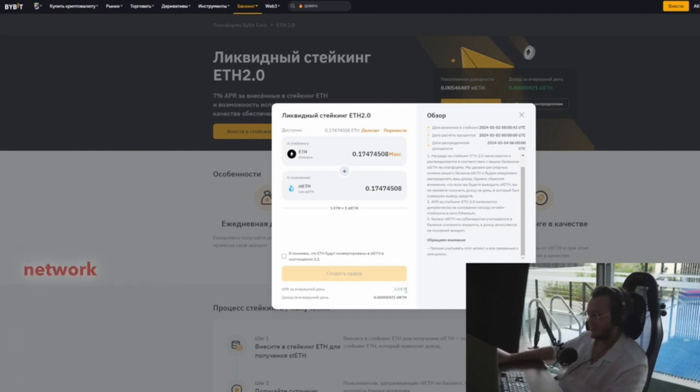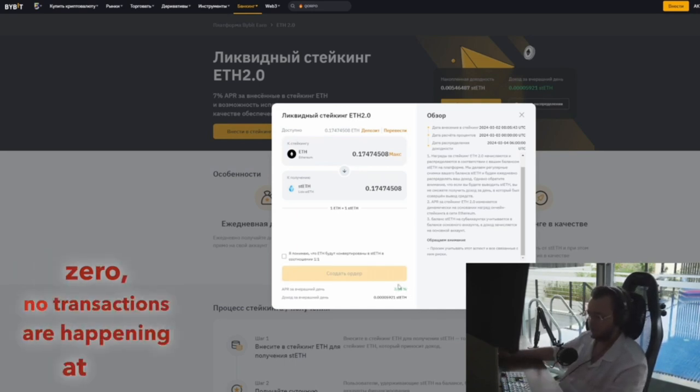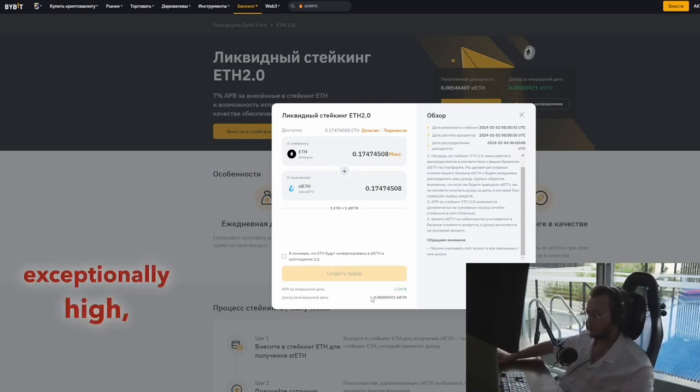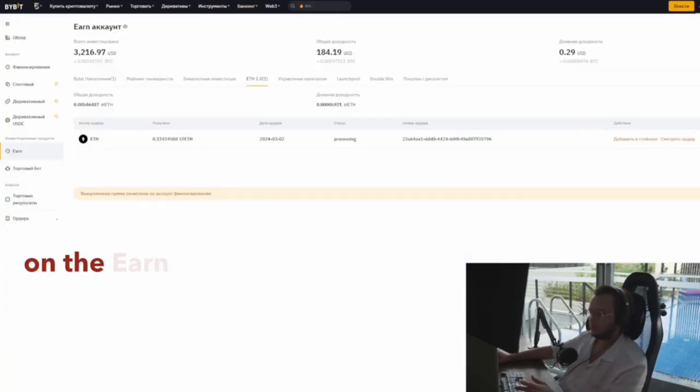It depends on network activity. There are no guarantees here. It can also be zero if the commissions in the Ethereum network are zero and no transactions are happening at all. It could be very high if the network activity is exceptionally high. And the Bitcoins, they are immediately on the earn account.